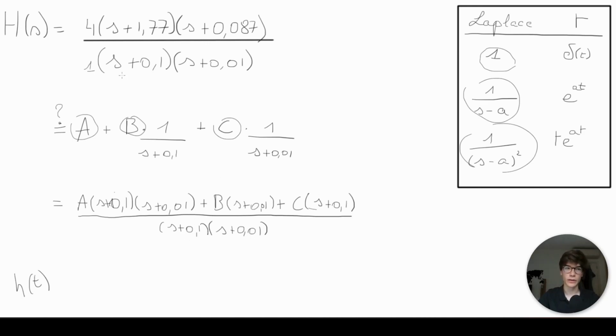And now, if we look at the original expression, we can say that this cancels out. So this is h of s, the transfer function. So these two cancel out. And now we got to say that the denominator of this expression needs to be equal to the denominator of this expression. So how does this look?